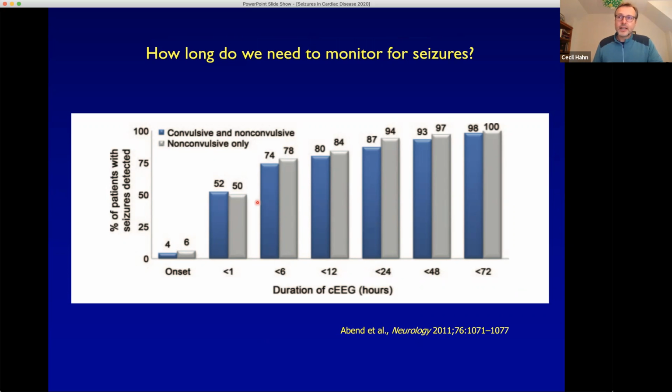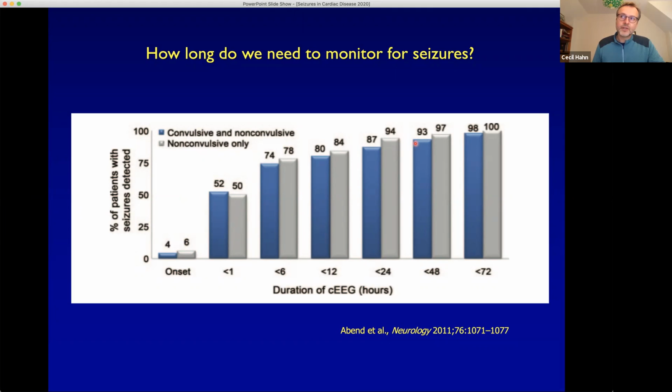So this illustrates the time to the first seizure. It shows the percentage of patients that had their first seizure detected who underwent prolonged EEG monitoring. You can see that 4 or 6% of seizures, the blue is convulsive and non-convulsive, and the gray is non-convulsive only. So very few patients had seizures right at the beginning, but by the first hour, you picked up about 50% of patients who were destined to have seizures. And within 24 hours, we're getting up to 80 or 90%. Then you have diminishing returns here.